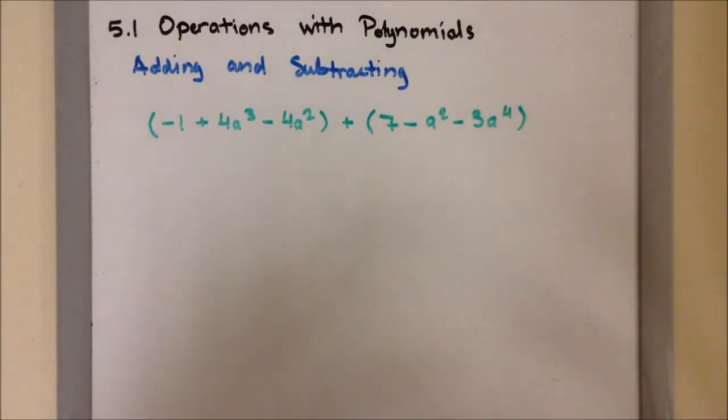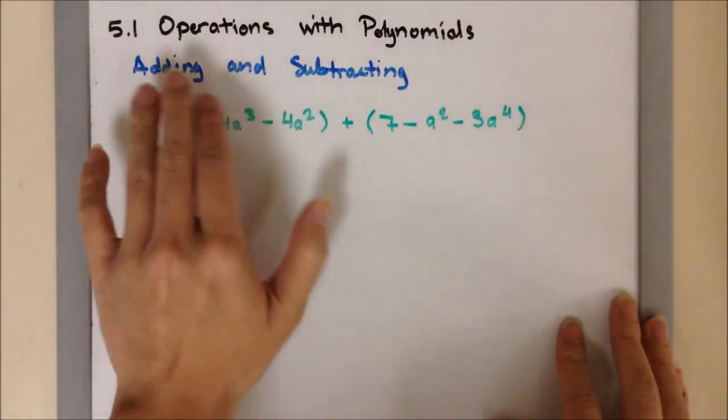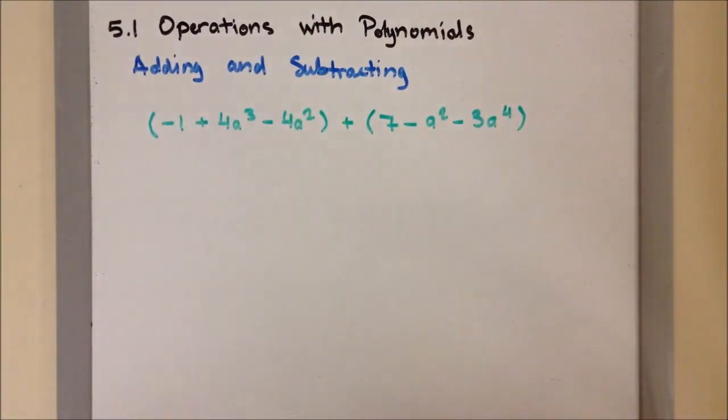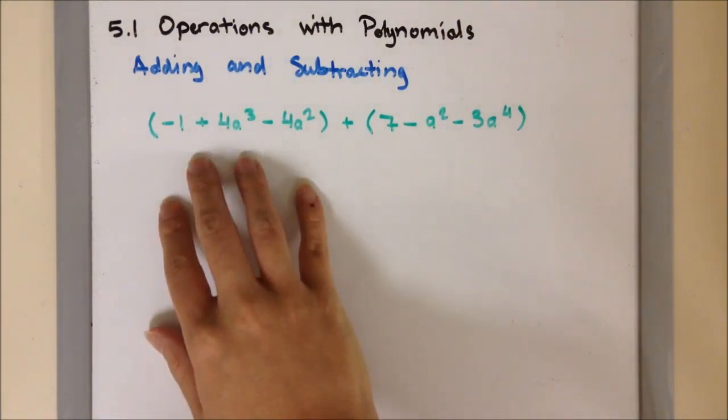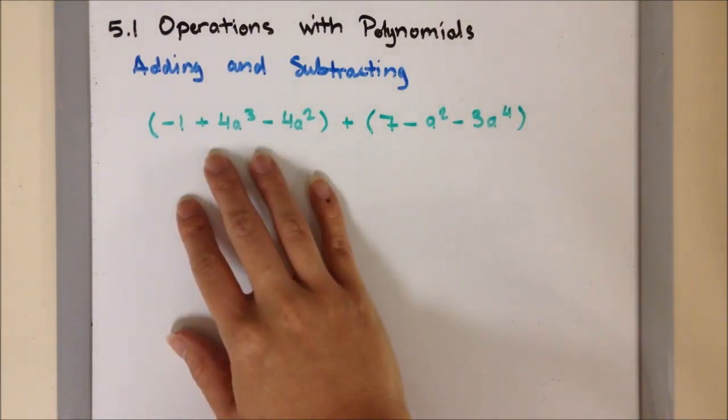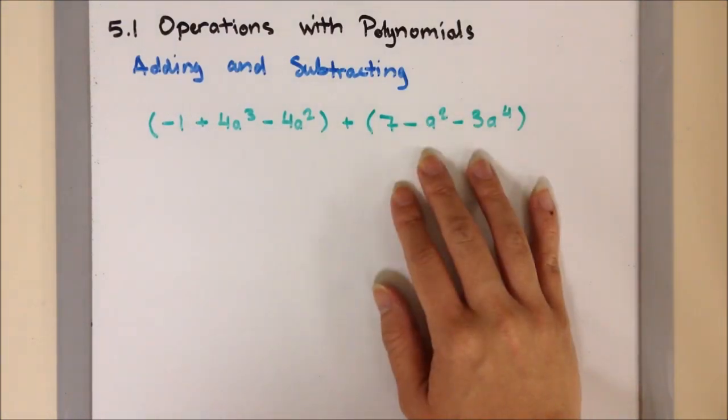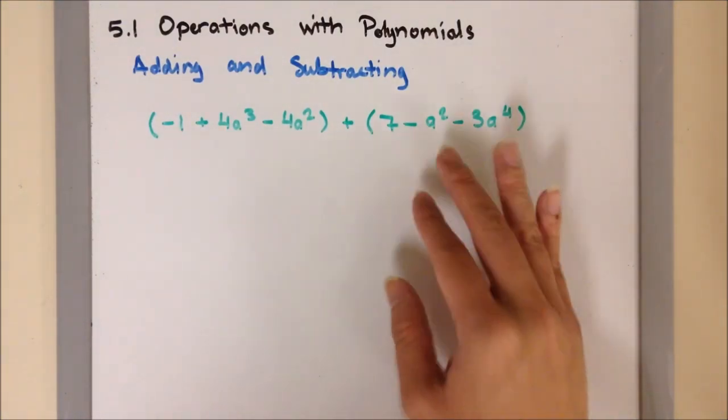Now continue with the next part. For operation with polynomials, the main focus is adding and subtracting with polynomials. So here I have a 3-term, which is also called trinomial, added with another 3-term trinomial.